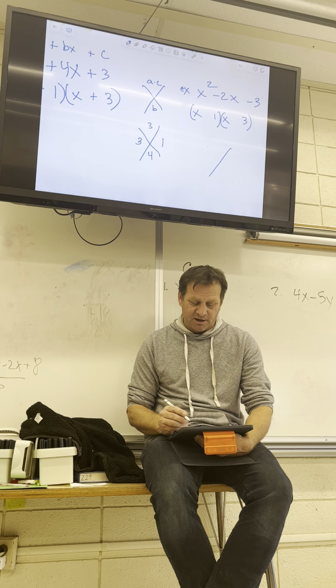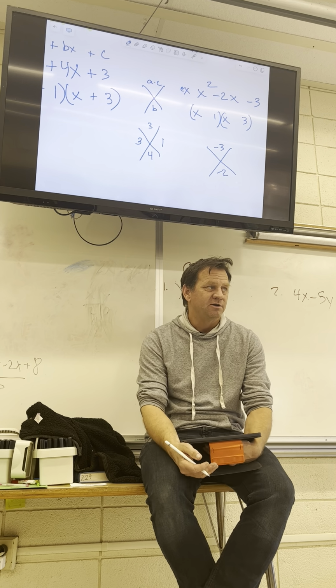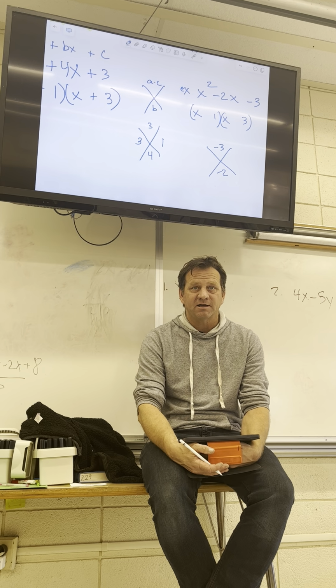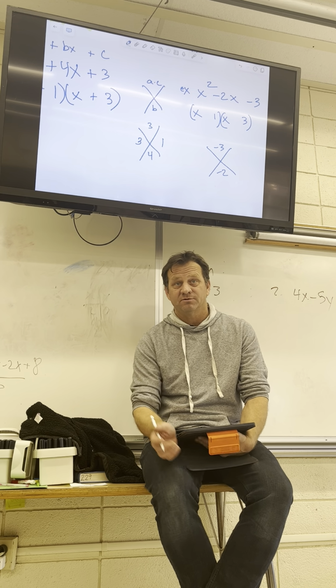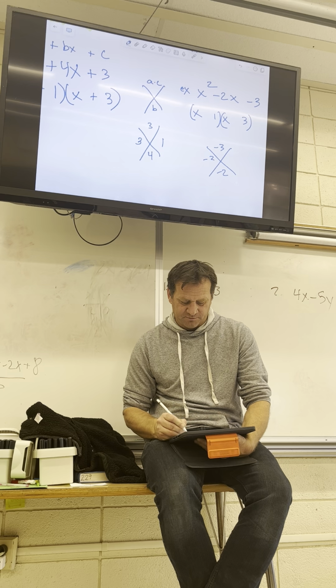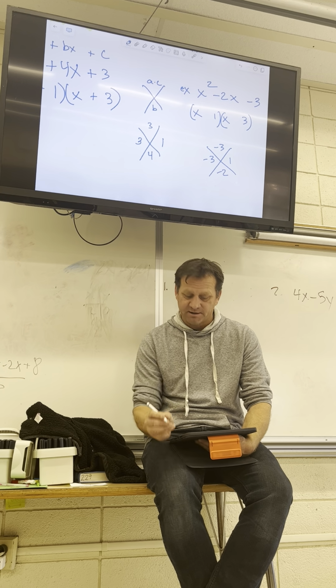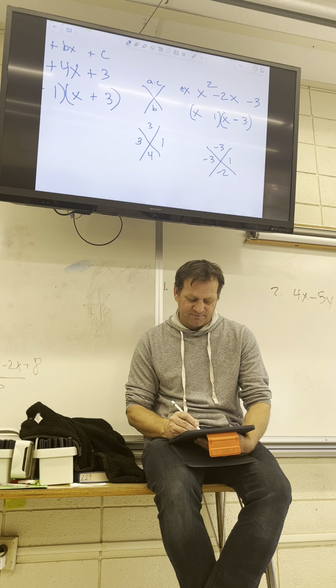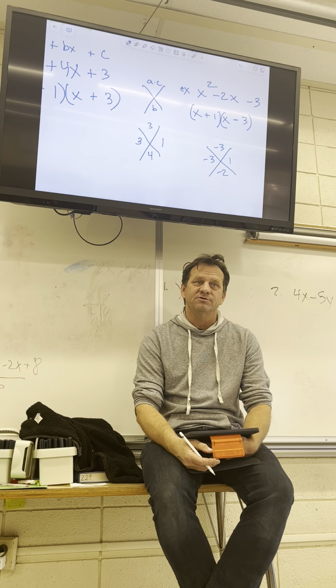And the little diamond can help you, right? If you put a -3 here and a negative 2 here, you can think, okay, multiplies to negative 3, adds to negative 2. And hopefully you come up with negative 3 and positive 1, right? So that means the 3 is going to be the negative and the 1 is going to be the positive. And those are your factors.